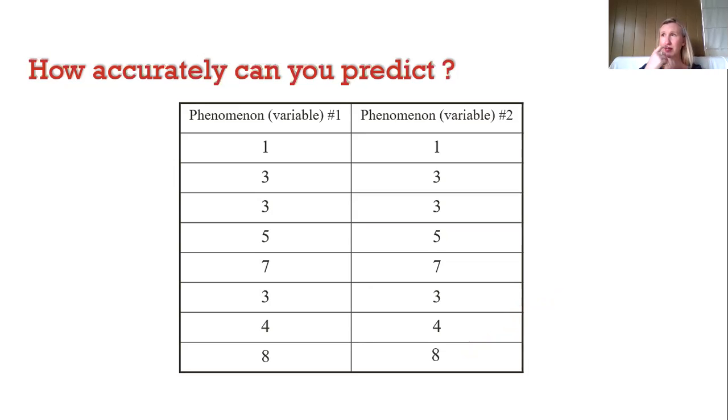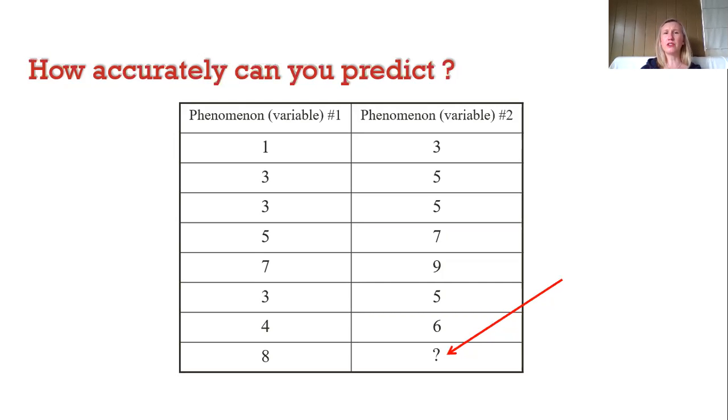Now this could be something like the exercises you perform and the number of calories you burn, okay? So we might be able to perfectly predict those sorts of things. But when it comes to personalities and criminal behavior, not quite so easy.